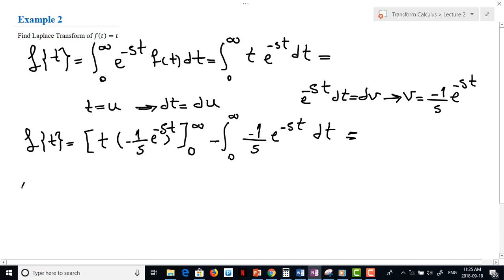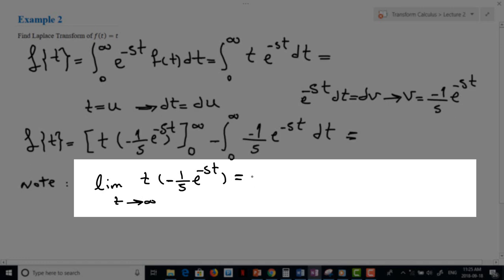So let's find it. Note the limit of t times minus 1 over s e to the power of minus st when t approaches infinity. In fact, we have minus t in the numerator, and in the denominator we have e to the power of negative st. I can put it in the denominator with a positive power, so it's e to the power of st when t approaches infinity.